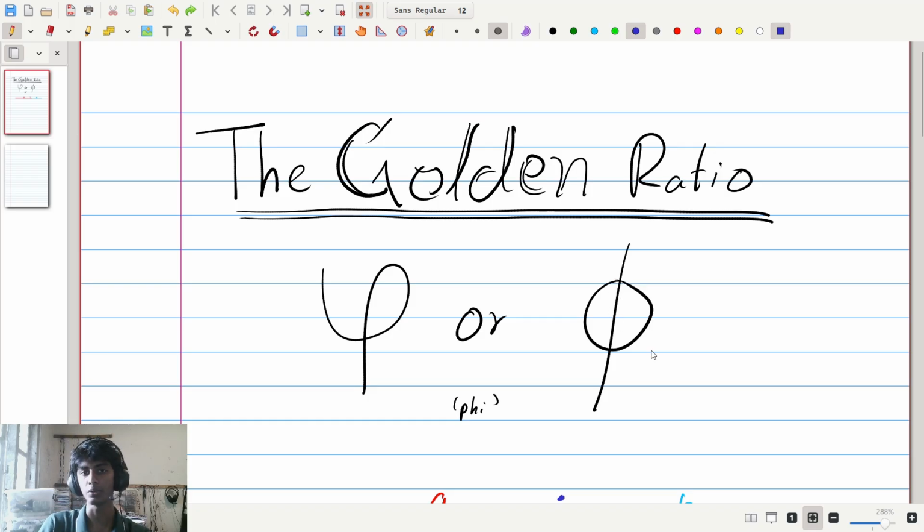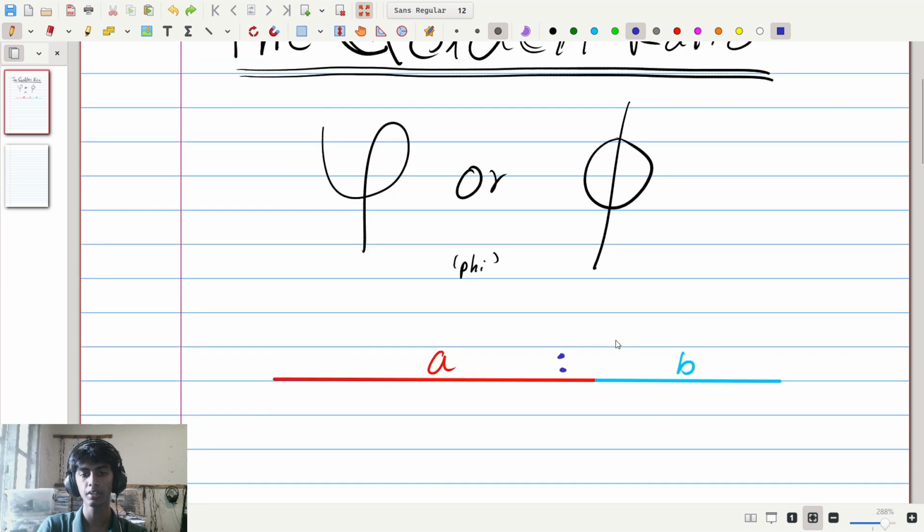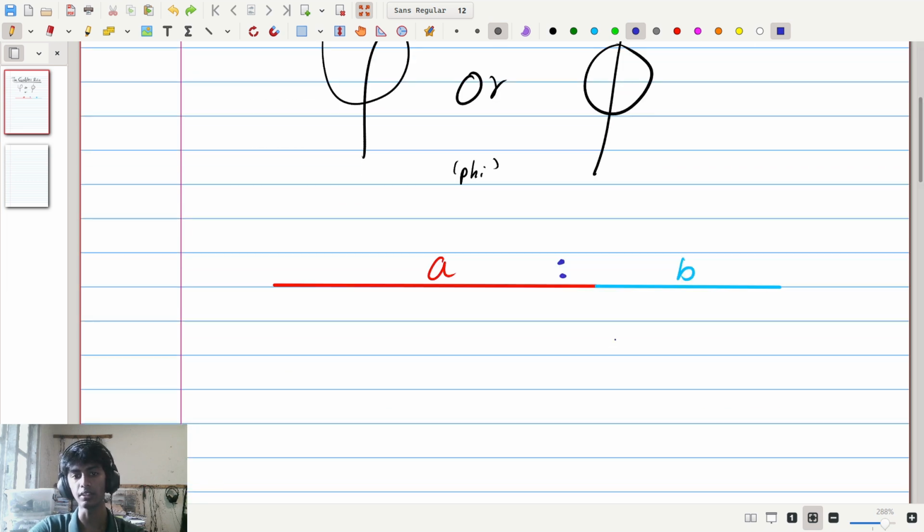So the golden ratio, how is it defined? Consider a line like this which has two segments. Here I have marked segment A and segment B. Segment A is in red, segment B is in blue. We are assuming that the length of A is greater than B, and that A and B are both positive lengths, because of course a length has to be positive. So here what we want to consider is the ratio of A to B, the ratio of A divided by B.